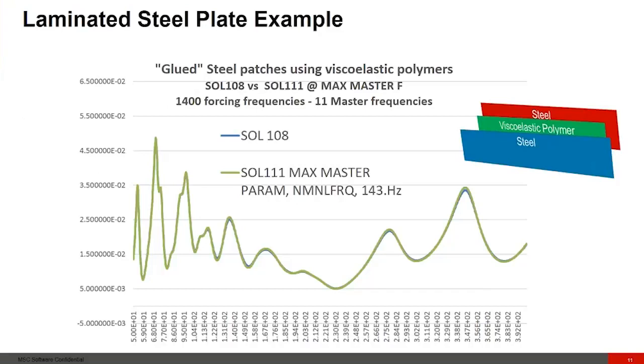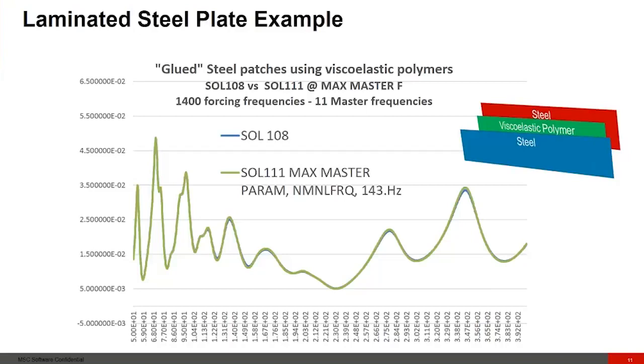Here's an example of a comparison between a solution 108 and a solution 111 analysis. In this case, we've done solution 111 analysis with the nominal frequency of 143 Hertz, and this is for a laminated metal, 2 thin steel sheets, which sandwich a viscoelastic polymer in between. And as you can notice, the solution 108 is represented by the blue curve, which is not really visible because it's overlaid by the green curve.